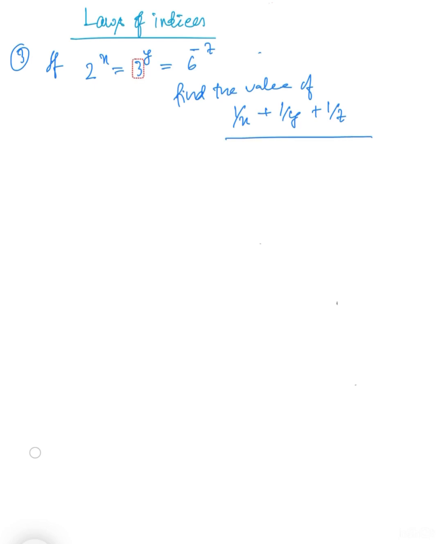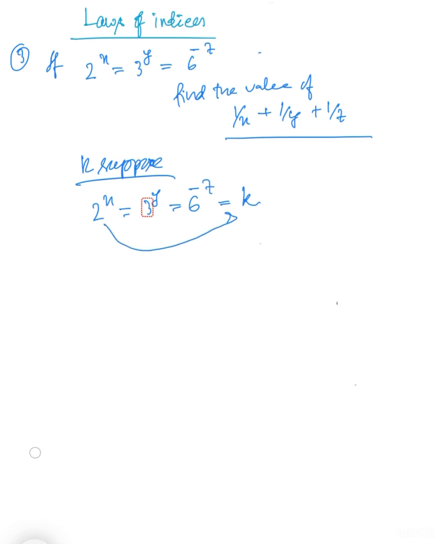This is a typical problem. We call it a K-suppose problem. Why is this a K-suppose problem? Because already 2 to the power x equals 3 to the power y equals 6 to the power minus z is given. Let us take all these values equal to k.